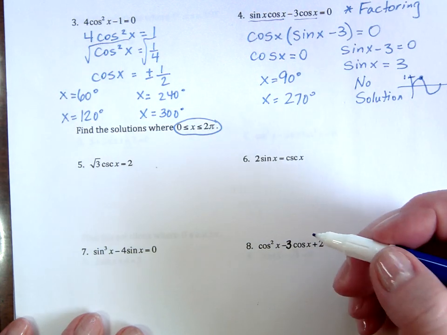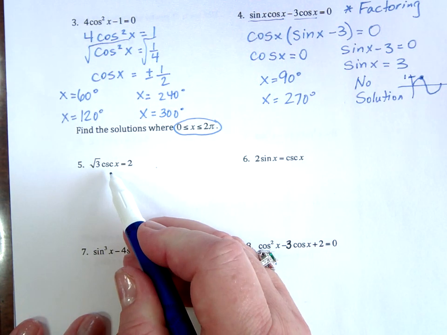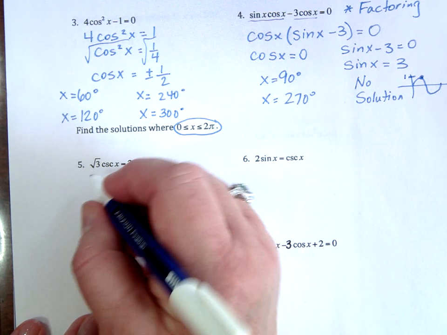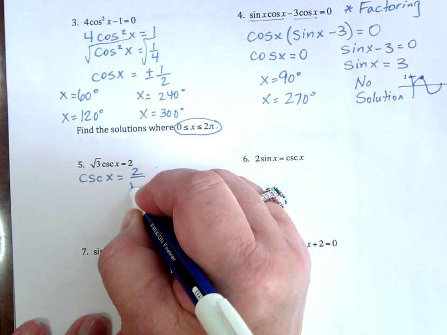The procedure's not changing. So if I look at the first one, I'm trying to get cosecant by itself. Square root of 3's got to go to the other side. Cosecant of x equals 2 divided by the square root of 3.